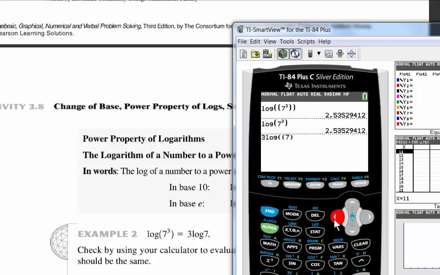And I did it again. Sorry about that. There we go. One set of parentheses. So it's 3 times log base 10 of 7. And I press enter, and notice we get the same answer, right? So this really verifies that log base 10 of 7 to the third is equal to 3 times log base 10 of 7. We just moved the exponent to the front.